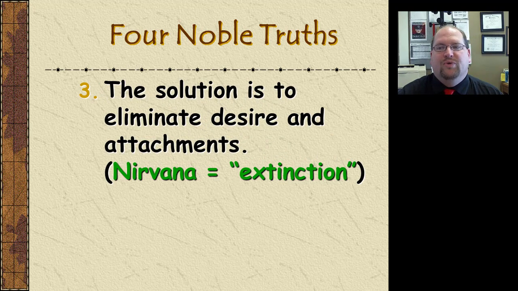The third noble truth is that the solution to truths 1 and 2 is to eliminate those attachments. This is known as nirvana, which translates to extinction. That's right, make your desires and attachments extinct. Get rid of them.